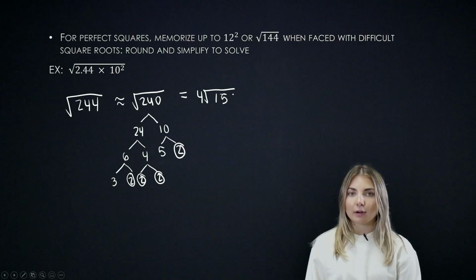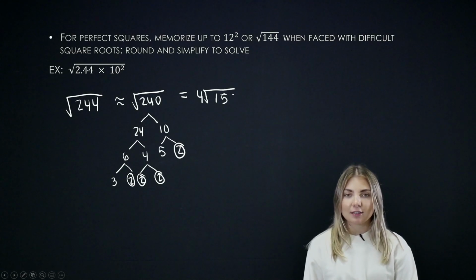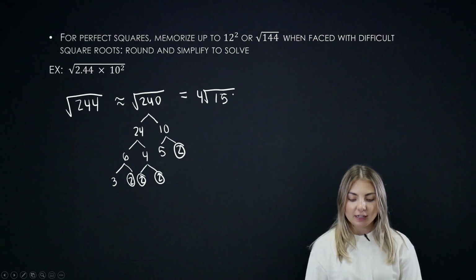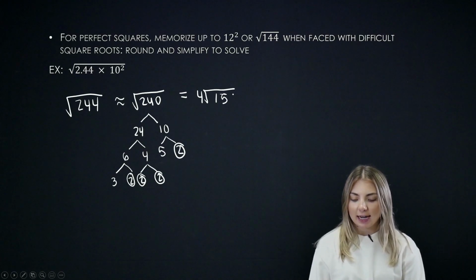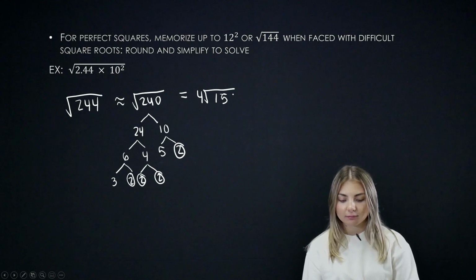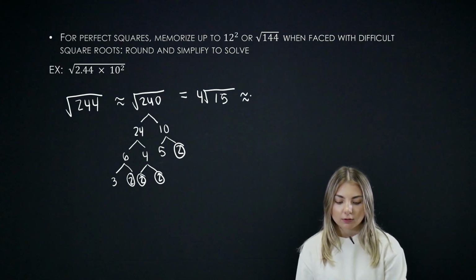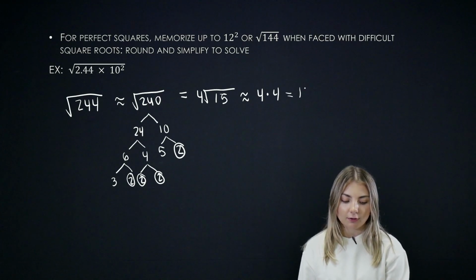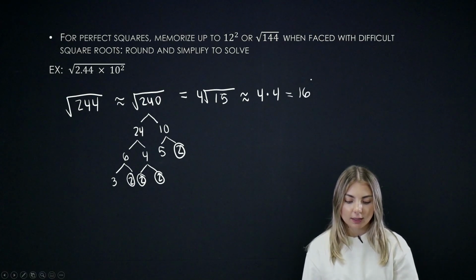Now, looking at this square root, it's going to be much easier to make a more accurate estimation. We know that 15 is pretty close to 16, and 16 is a perfect square with a value of 4. So I'm going to estimate this as 4 times 4. And we know that this is also going to come out to 16.